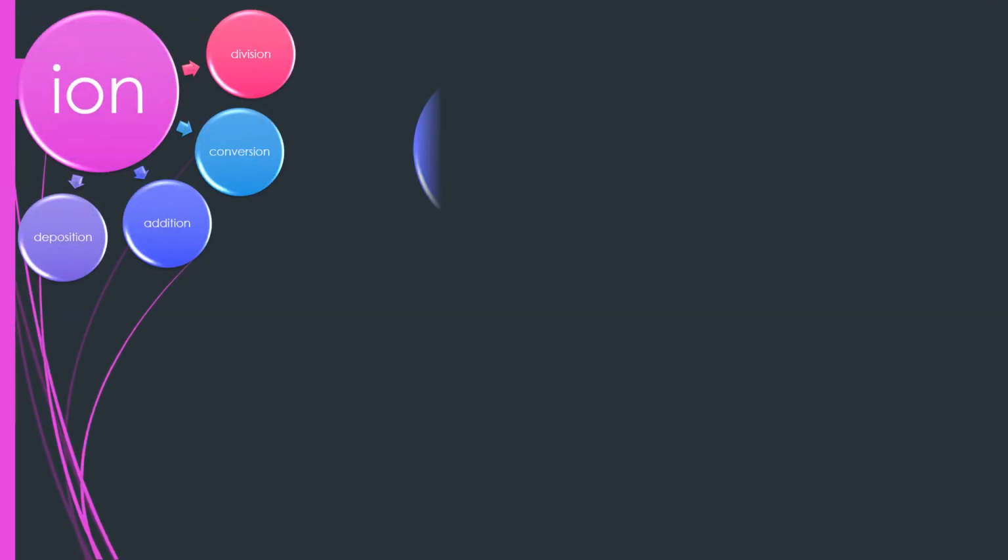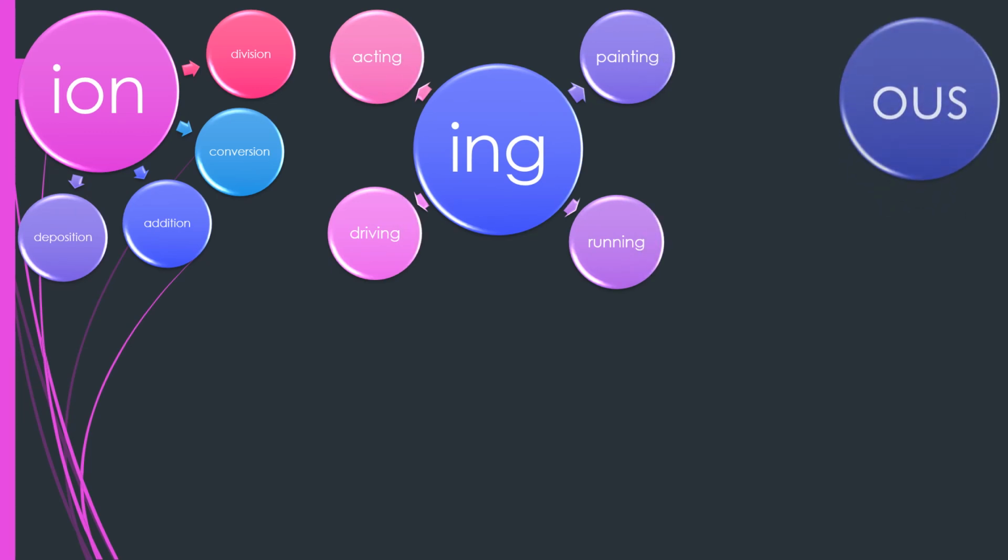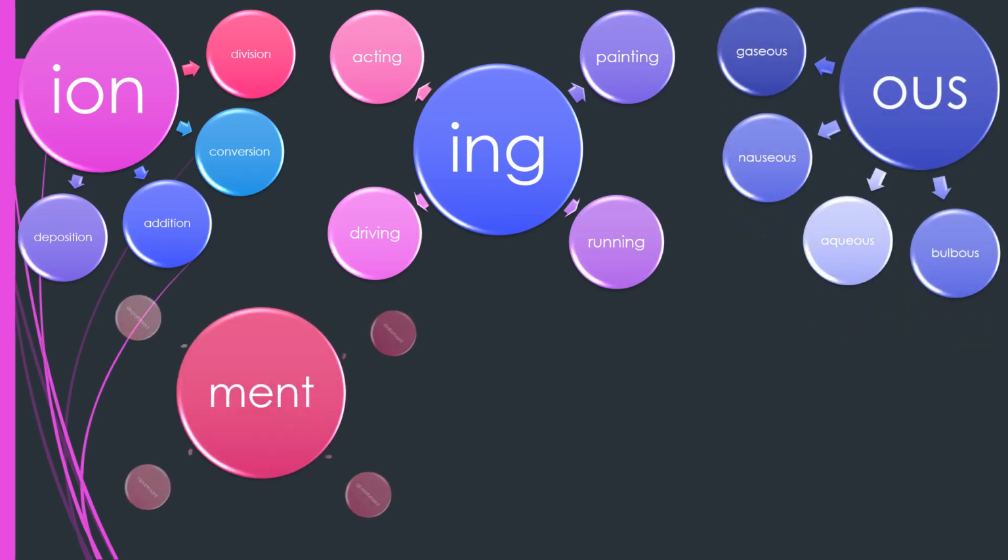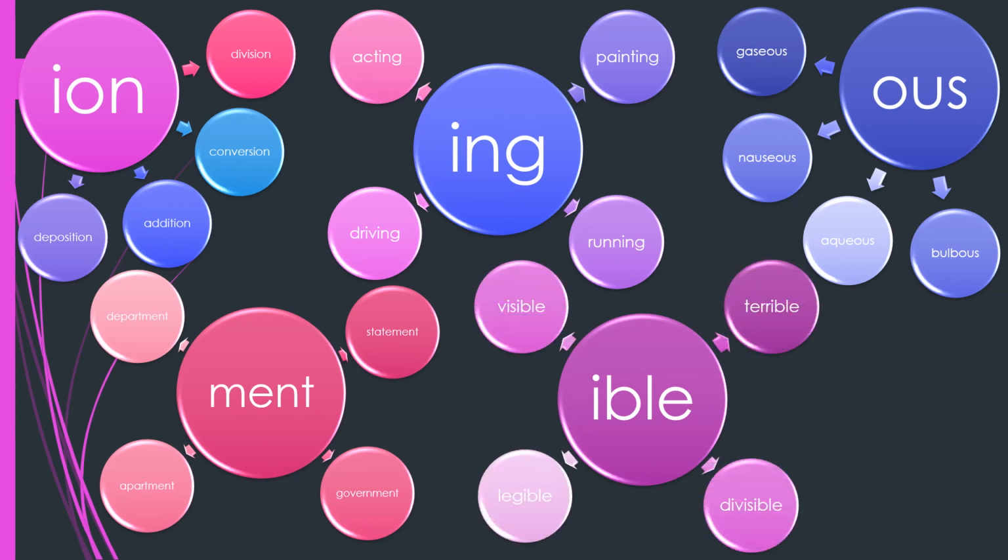Now here are some examples of suffixes and words that use them. Tion: division, conversion, addition, and deposition. Ing: acting, painting, running, driving. Ous: gaseous, nauseous, aqueous, bulbous. Ment: department, statement, government, apartment. Able: visible, terrible, divisible, and legible.